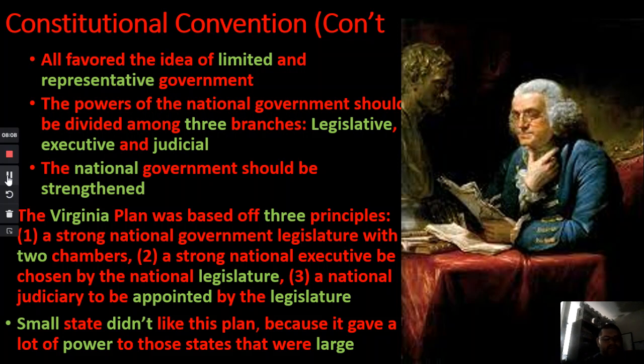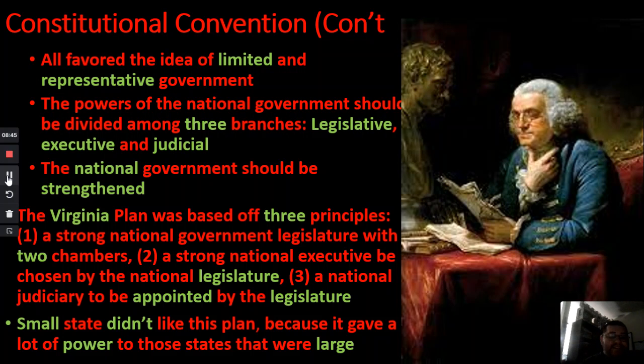Okay. Now, the Virginia Plan was based off 3 principles. Okay. One, a strong national government legislature would be in two chambers, so 2 houses. A strong national executive would be chosen by the national legislature, so Congress would pick the president, not the voters. And a national judiciary to be appointed by the legislature. So the judges and the courts would be appointed by Congress.